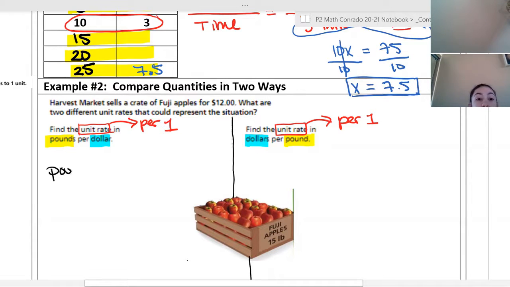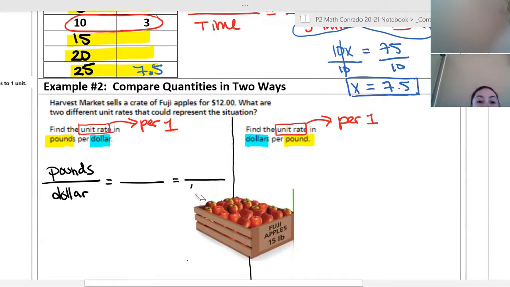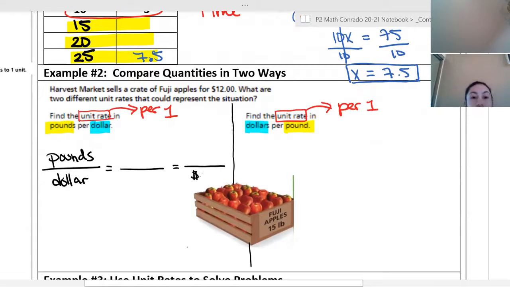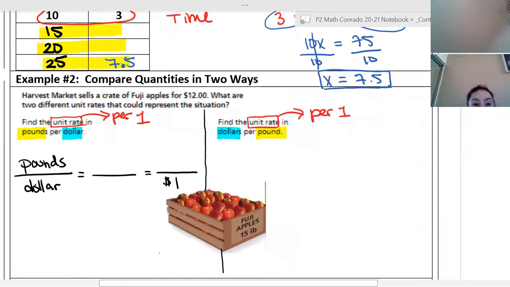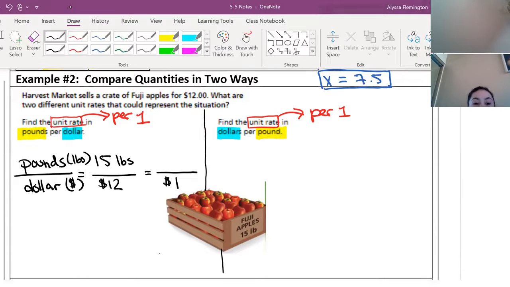They want us to find the unit rate in pounds per dollar. So our 2 units of measure that we're comparing is pounds to dollars. And then we have the unit rate, which is per 1. So they want to know how many apples can we buy for $1? So let's set up what we do know. We know that for $12, we could buy 15 pounds of apples. So our 15 pounds would be placed in our numerator, and our $12 would be placed in our denominator.